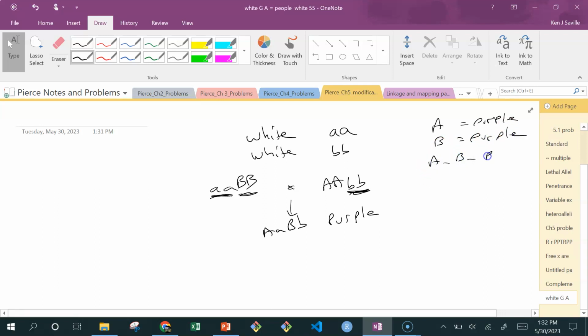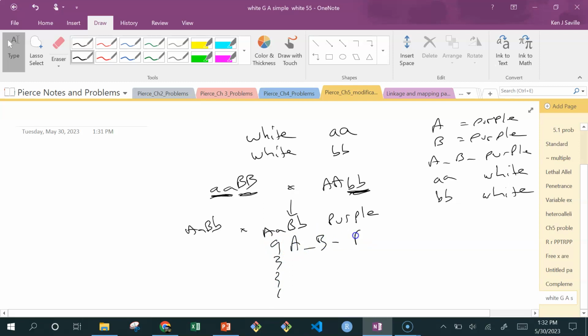So you have to have this. It's one of these situations. If you get little a, you're white, and if you get little b, it's white. And so now if we cross these together, we'd get 9331. These would be purple. These guys, because they're mutant for A, would be white. These guys, because they're mutant for B, would be white. And these guys, because they're mutant for both, would also be white.